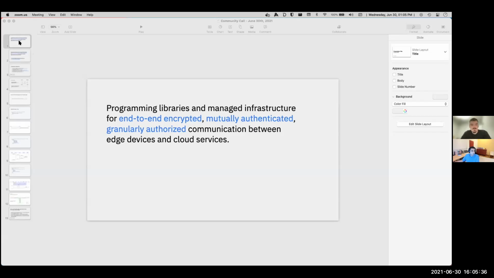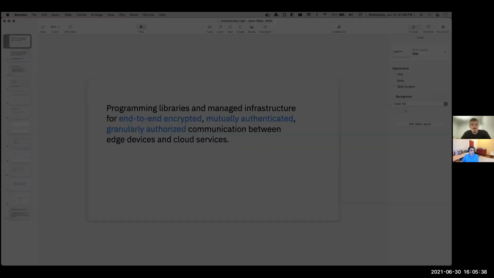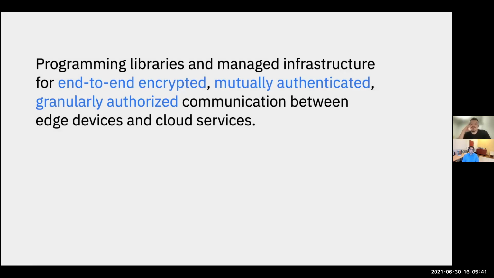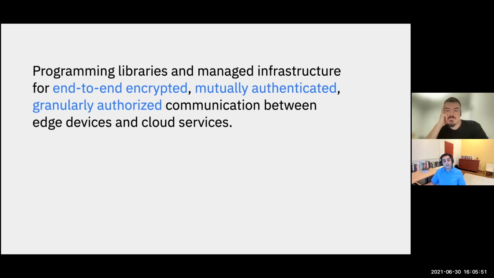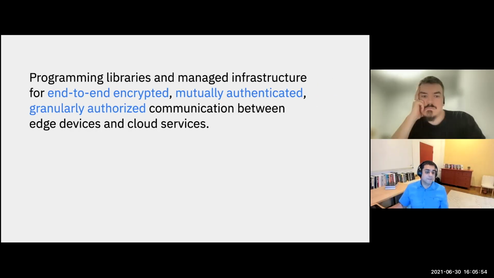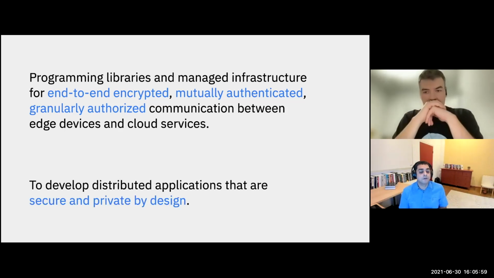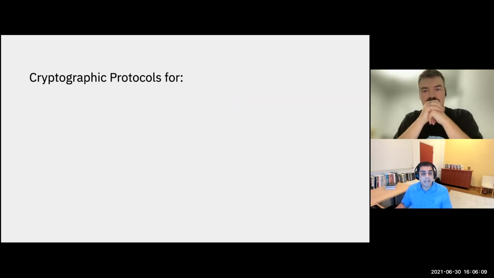Hey, everyone. My name is Mrinal Wadhwa, and my goal today is to give you a very quick overview in case you're not familiar with what Ockam is. Ockam is a set of programming libraries and managed infrastructure for end-to-end encrypted, mutually authenticated, granularly authorized communication between devices and cloud services, or devices and other devices. And the goal is to make it easy for developers or application builders to build distributed applications that are secure and private by design. So to enable that, the core of our system is a set of cryptographic protocols.